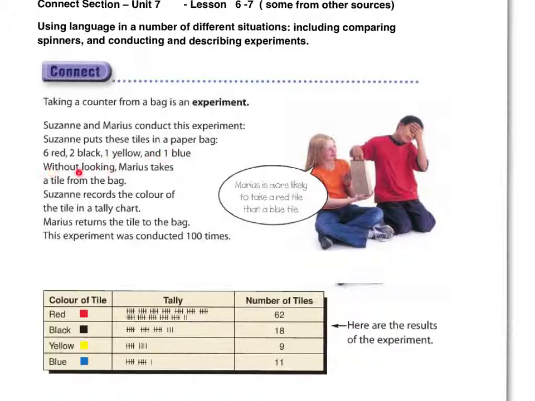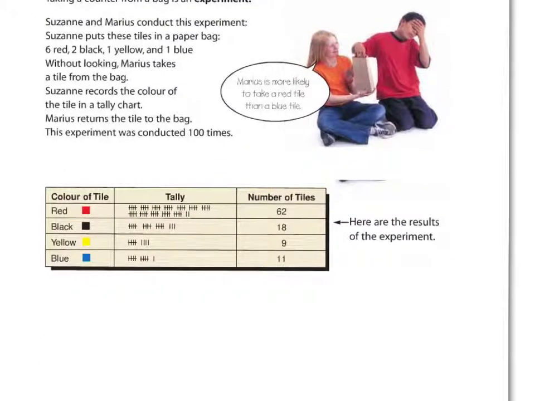tile. Without looking, Marius takes a tile from the bag. Susan records the color of the tile in the tally chart. Marius returns the tile to the bag and then pulls another one. This experiment was conducted 100 times. And here we have the results of our experiment.